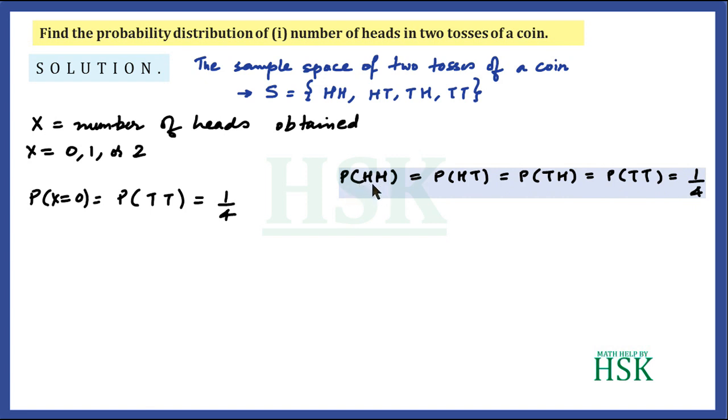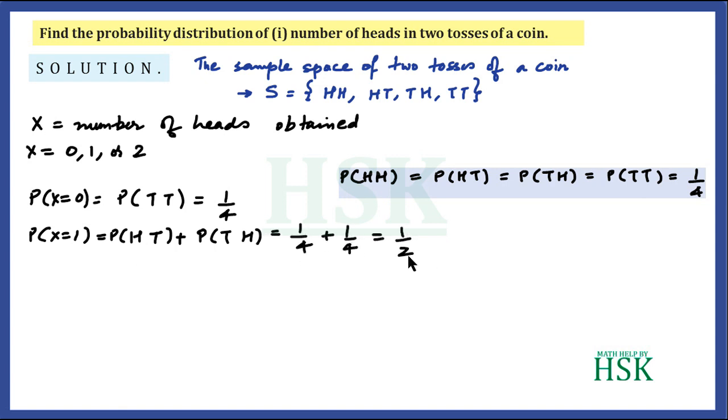And the probability when x is equal to 1, that is only one head is obtained, would be equal to the probability of getting head tail plus the probability of getting tail head. This would be equal to 1 by 4 plus 1 by 4, which is equal to 1 by 2. And the probability when x is equal to 2 would be equal to the probability of getting both heads, and this would be equal to 1 by 4.